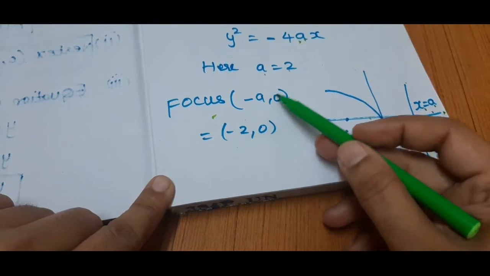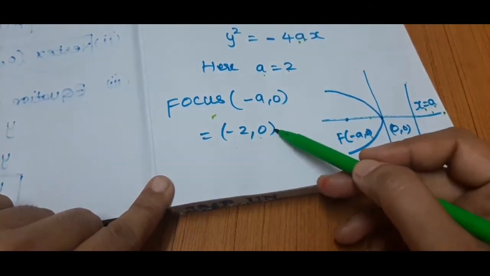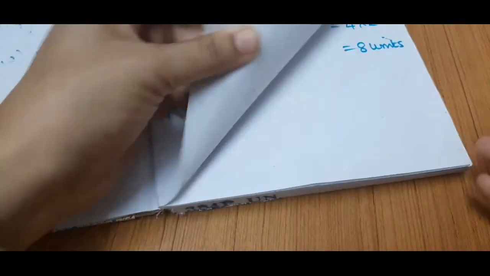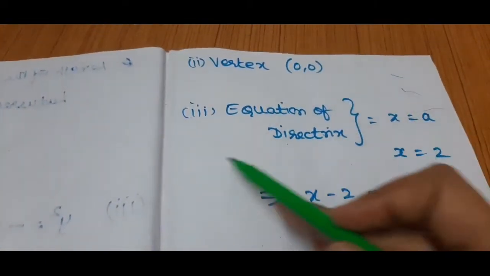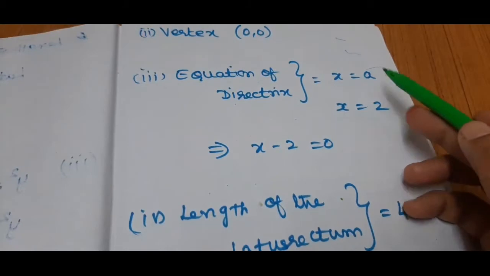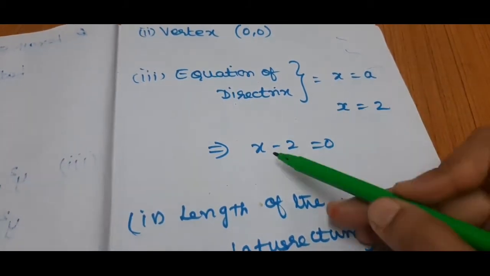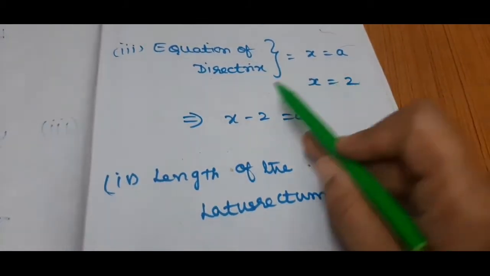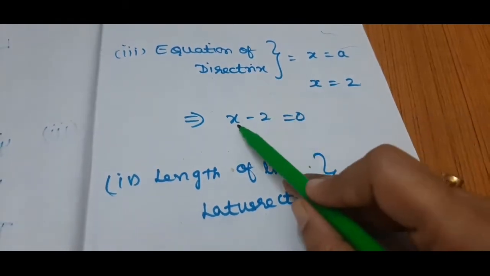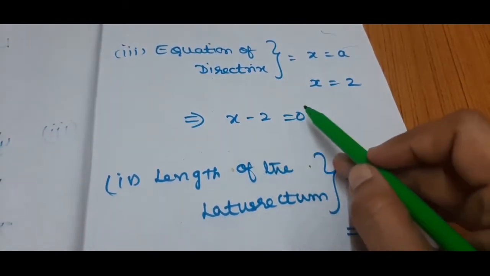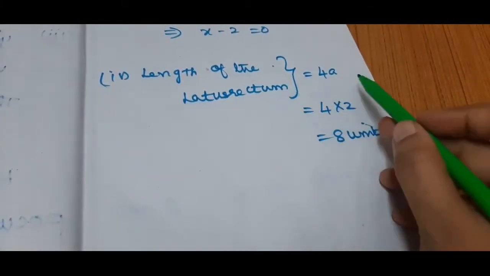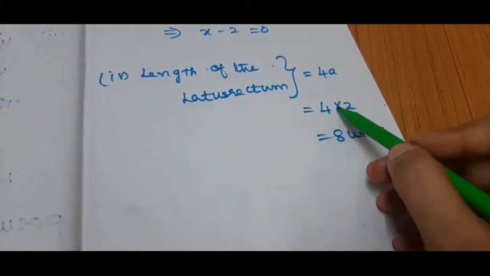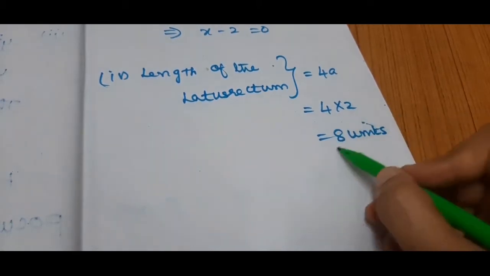So focus is minus a comma 0, that is minus 2 comma 0. Vertex is 0, 0. Equation of the directrix is x is equal to a, that is x is equal to 2. So I can take this positive 2 to the left hand side. This will become x minus 2 is equal to 0. Length of the latus rectum will be 4a, that is 4 into 2, that is 4 twos are 8 units.